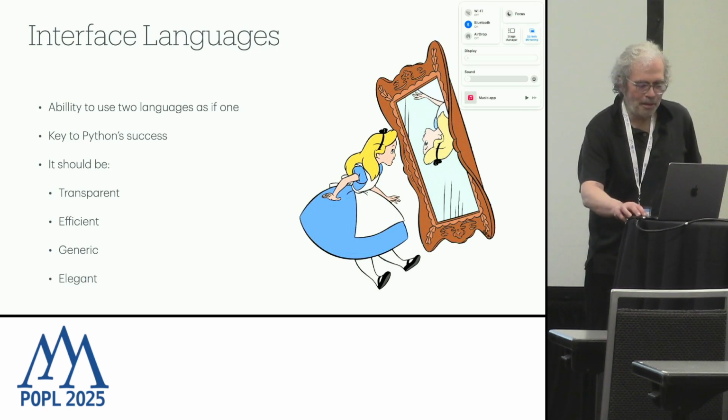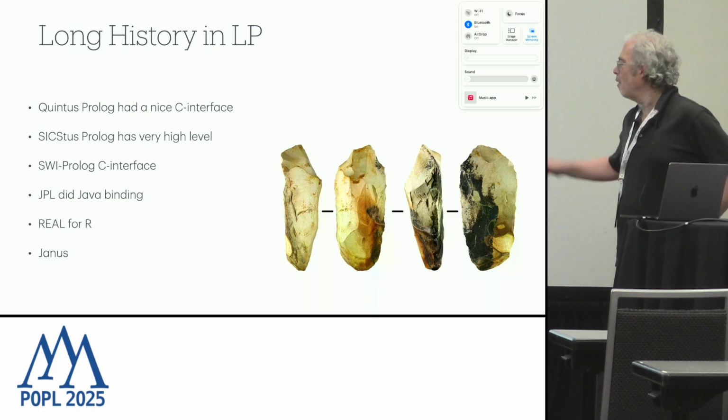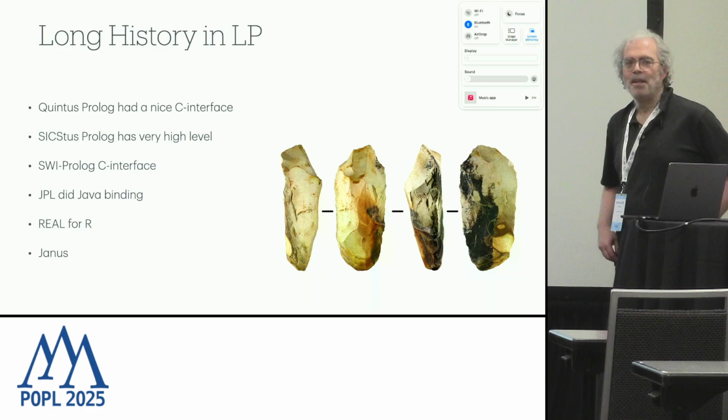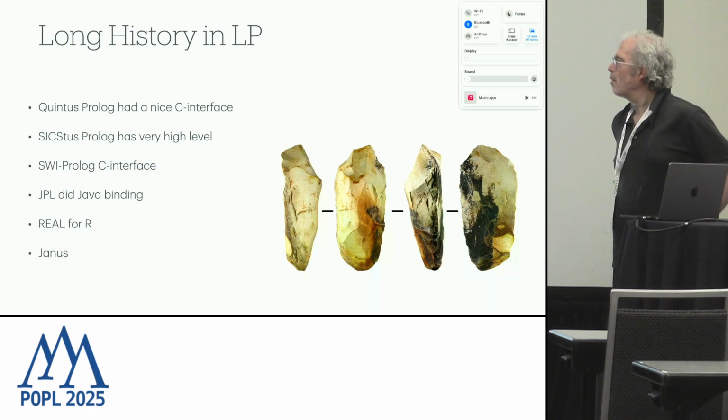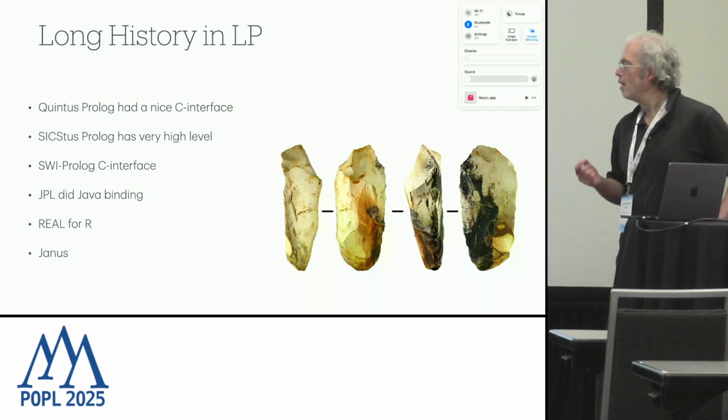So let's go through each point in turn. People have been doing this kind of interface in logic programming for a very long time, not as long as it seems from the slide, but for a long time indeed, from almost the beginning of the area. Quintus Prolog has the first really nice interface that was developed for Prolog. It was also kind of similar to the SICStus Prolog one. And SWI has a lot of work in this area too, because SWI has been used by different communities. Like the first DRC interface, the JPL, which did the Java binding to Prolog, and Real, which we also collaborated on, connecting Prolog to R, and nowadays Janus for Python. So all these interfaces have been developed, and they address the same problem as what we are doing.